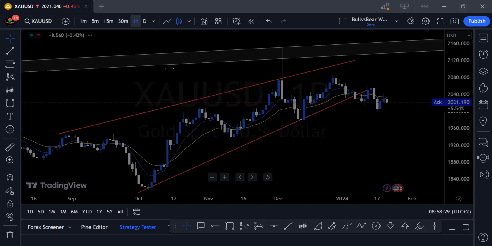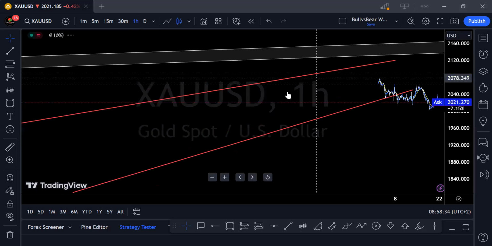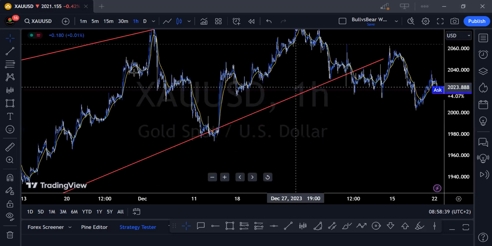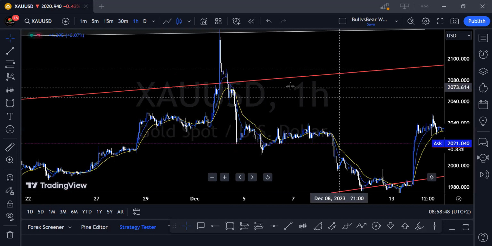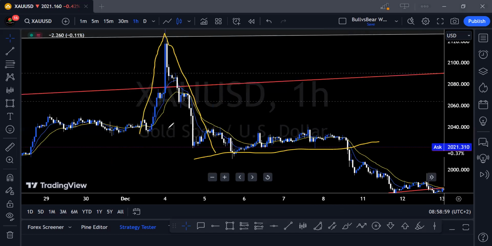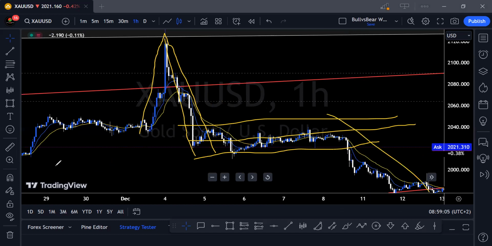This is gold. We want to see how it reversed, right? How it reversed. That's the first thing that we have to check. For you to know that your R is completed, you have to check how it reversed on the resistance. This is your V that is followed by a correction, and then impulse, and then correction, impulse again. Let me zoom out and show you.